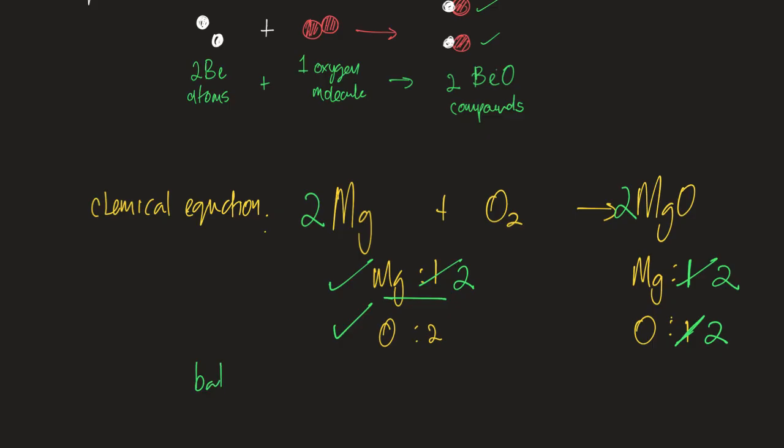So I must write my balanced equation. It's going to be 2 magnesium plus an oxygen gives me 2MgO.